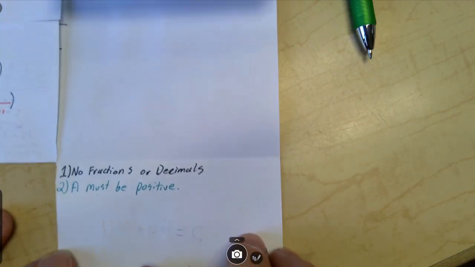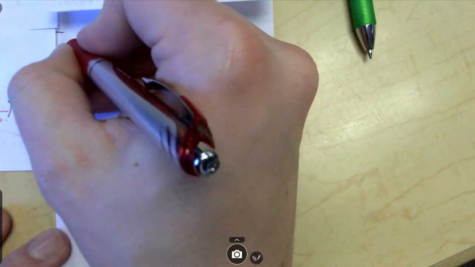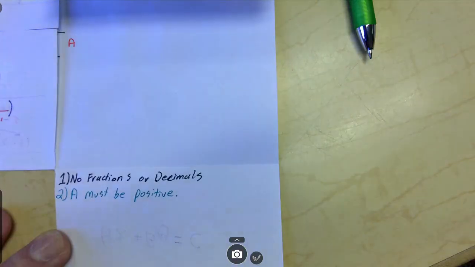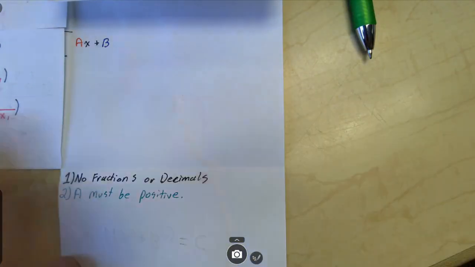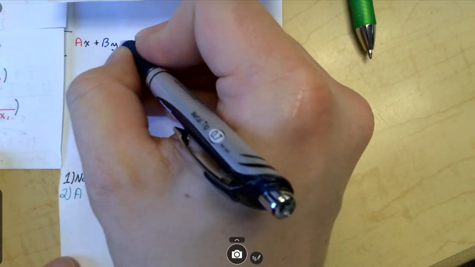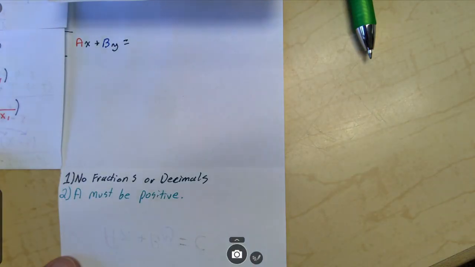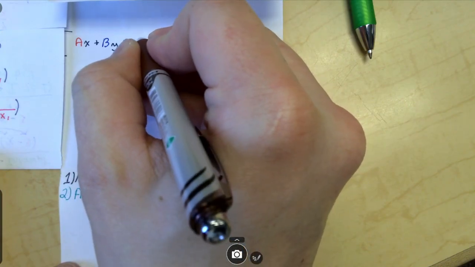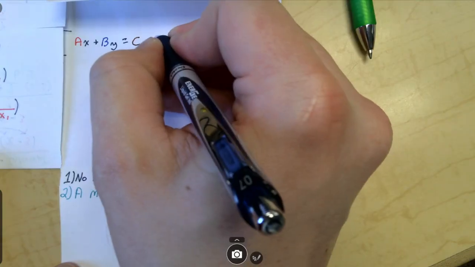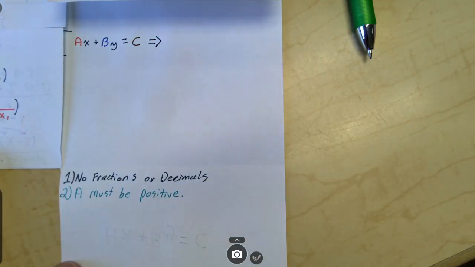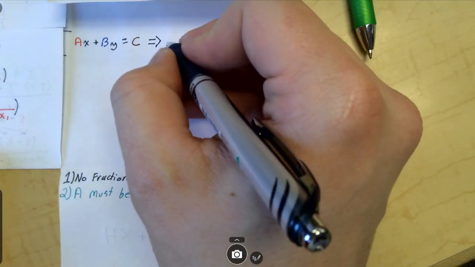When it comes to standard form itself, we have AX plus BY equals C. Now, the big thing we use standard form as is a tool to get other forms. So things that can happen is we can take standard form and convert it into slope-intercept.